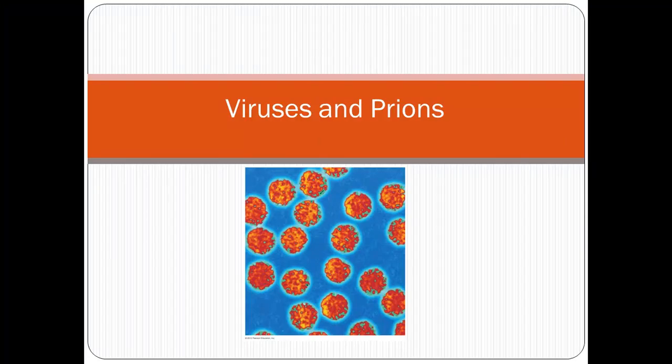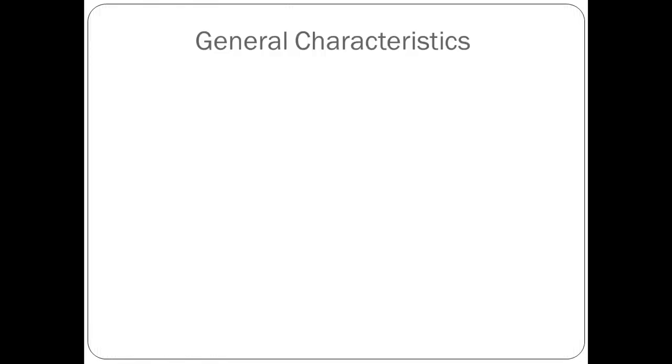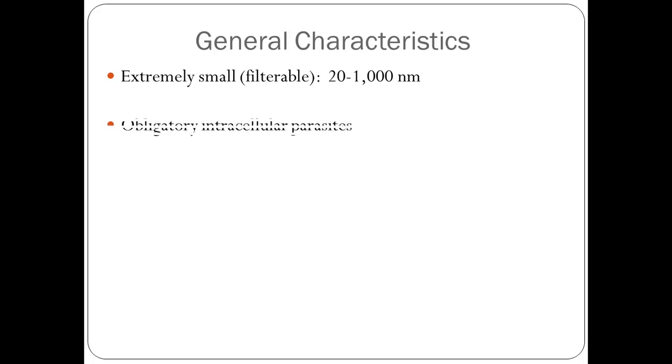Chapter 6, Viruses and Prions. General characteristics of viruses. They are extremely small. They are filterable. They are about 20 to about 1,000 nanometers. They are what we call obligatory intracellular parasites.